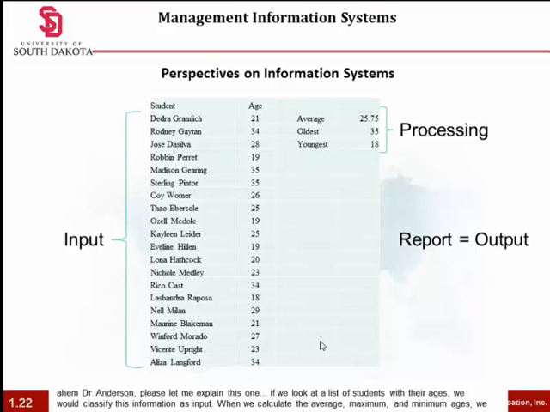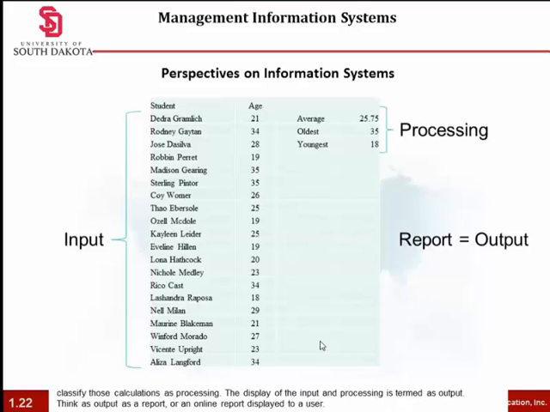Dr. Anderson, please let me explain this one. If we look at a list of students with their ages, we would classify this information as input. When we calculate the average, maximum, and minimum ages, we classify those calculations as processing. The display of the input and processing is termed as output. Think of output as a report or an online report displayed to a user.